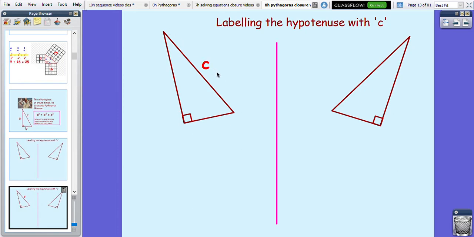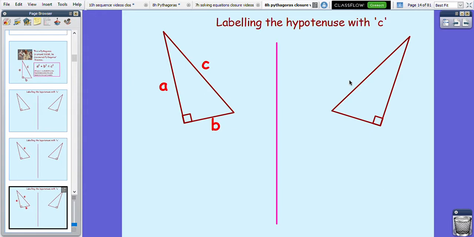So can you pause the video and see if you can think which of these three lengths we would label C? Okay, so for this triangle, the longest length, the length opposite the right angle, is this one here. So we would call this one C. And for A and B, it doesn't matter which lengths we label A and B, as long as we've got the C one as the longest side.